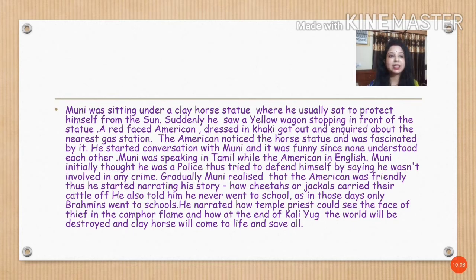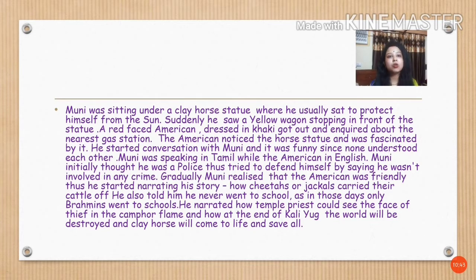Gradually, Mooney realized that the American was friendly. Thus, he started narrating his story. Gradually, he understood that this man was not a police officer and was actually being friendly with him, because if you read the chapter, you will see that the American offered him a cigarette. So now he understood that this man had not come to arrest him or do something. He is friendly, and that is why he started narrating his story. What did he say? How cheetahs and jackals carried their cattle off. So he said that the cheetahs and jackals in the village used to carry off their cattle.